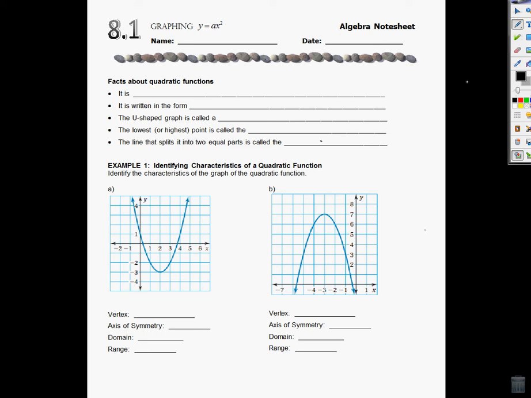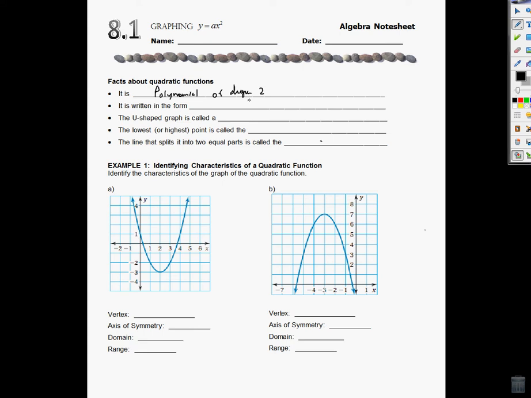Let's see, start off with black here. Basic facts about quadratic functions, so kind of like vocabulary for you. It is a polynomial of degree 2. So if we remember what degree means, it means that the highest exponent of the variable in one of these equations is going to be a 2.